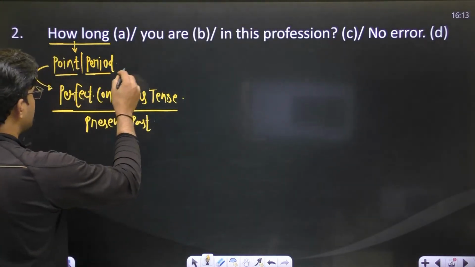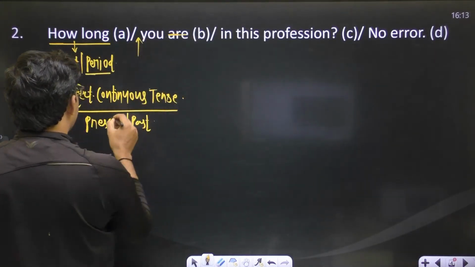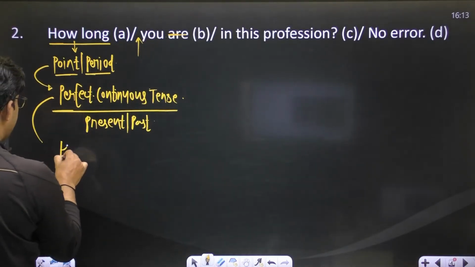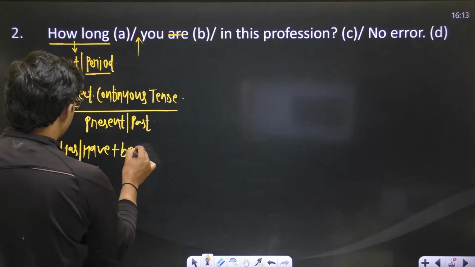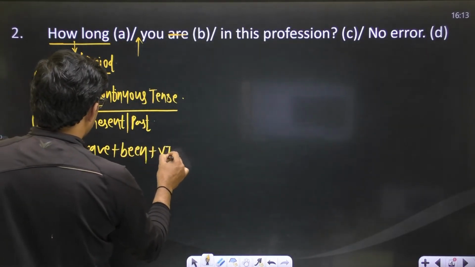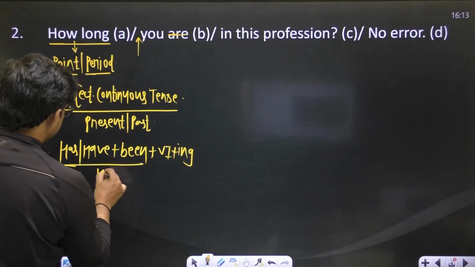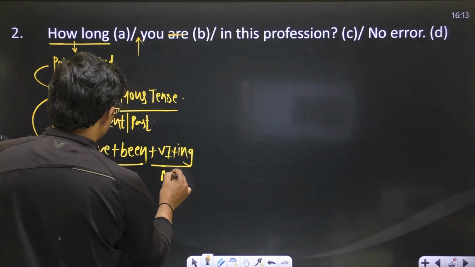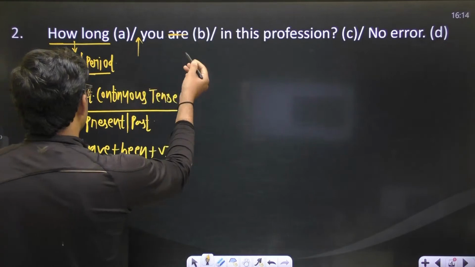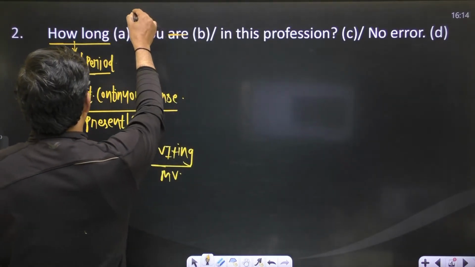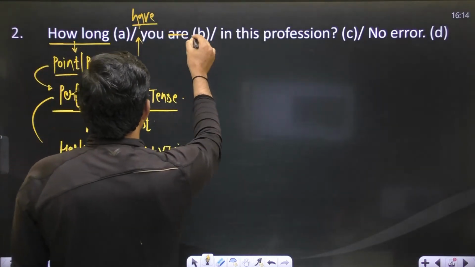If you put the question in present perfect continuous, the helping verb will be has, have, been plus first form plus ing. This one is the helping verb and this one is the main verb. You have to use these particular helping verbs and main verb. So the improved sentence will be: How long have you been?